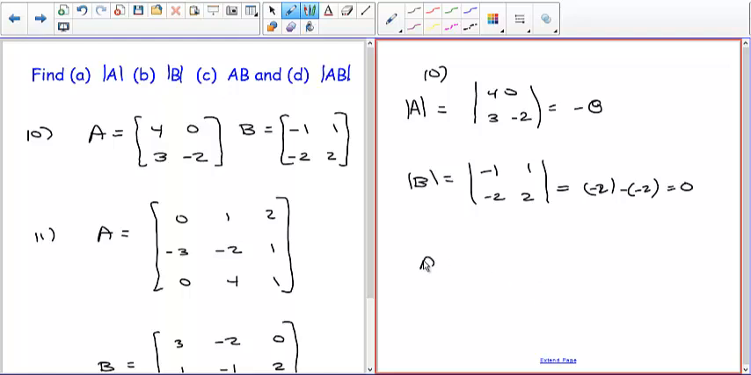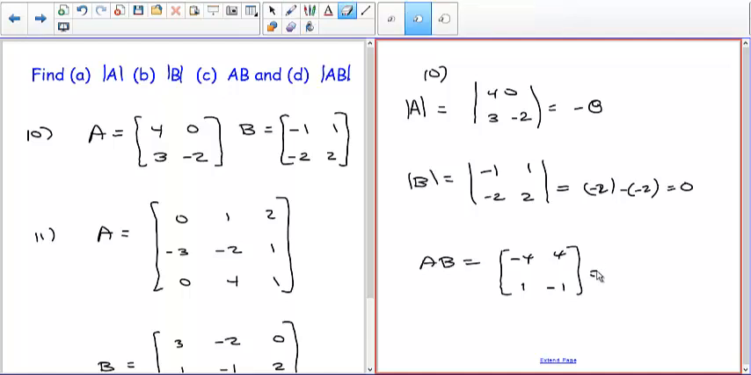So if we take A times B, so you take first row, first column, that's 4 times -1 plus 0 times -2. And this is a matrix because it's matrix multiplication. You get -4. Here we get 4 times 1 plus 0 times 2, which is going to be 4. Second row, first column, you get -3 plus 4. That's going to be plus 1. And you have 3 minus 4, which is -1. So that's A times B.